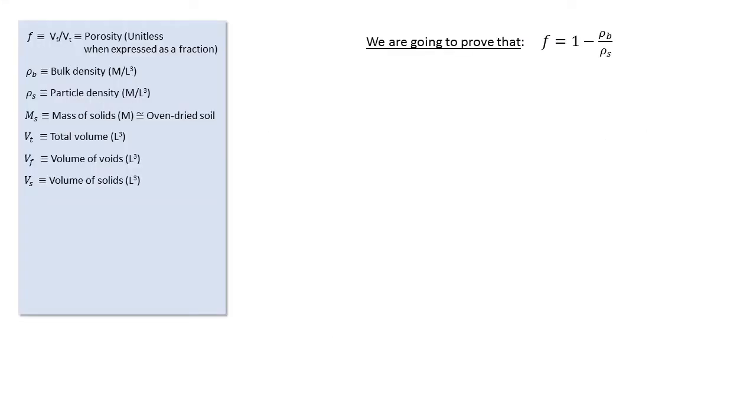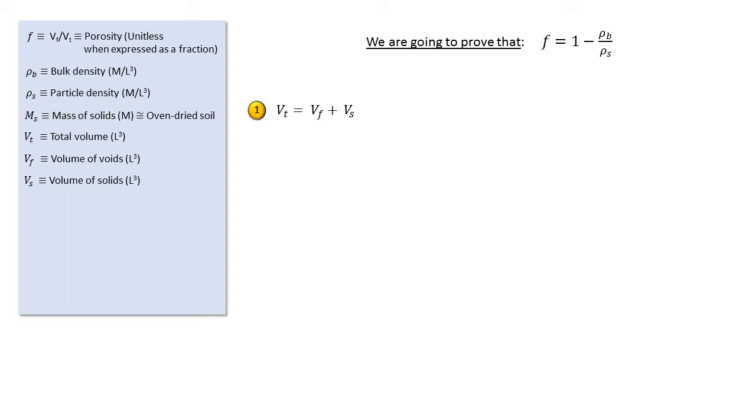A useful relationship to keep in mind at the time of solving for porosity is the following. Porosity, when expressed as a fraction, is represented by the letter F and is equal to 1 minus the bulk density, represented by the Greek letter rho with the subscript b, divided by the particle density, again represented by the Greek letter rho with the subscript s.